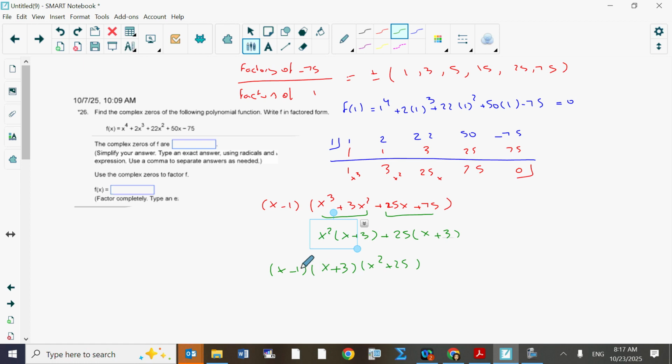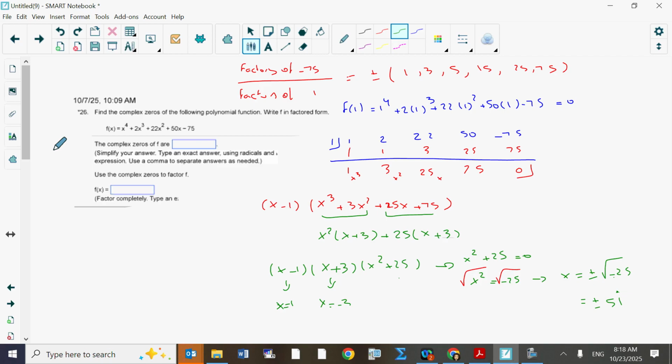Now, what are the zeros of the function? If I set this equal to 0, x is equal to 1, which we already found before. This one set equal to 0, x is equal to negative 3. But this one, when I set that equal to 0, x squared plus 25 equal to 0, subtract 25, x squared will be negative 25, and then I take a square root of both sides. So I will have x equal to plus and minus square root of negative 25. The square root of 25 is 5, but the square root of negative 1 is equal to i. So the complex zeros are positive and negative 5i.